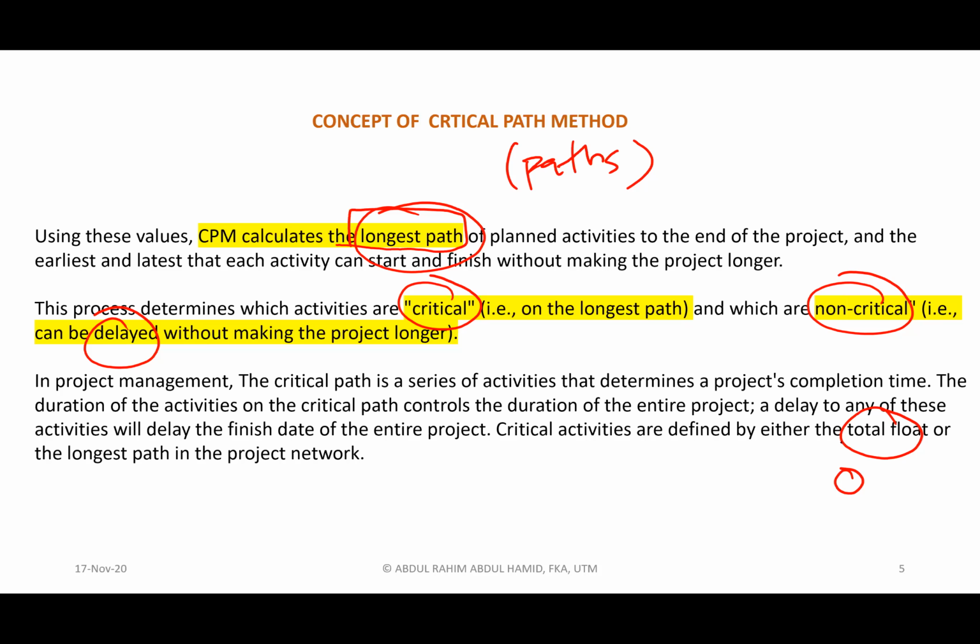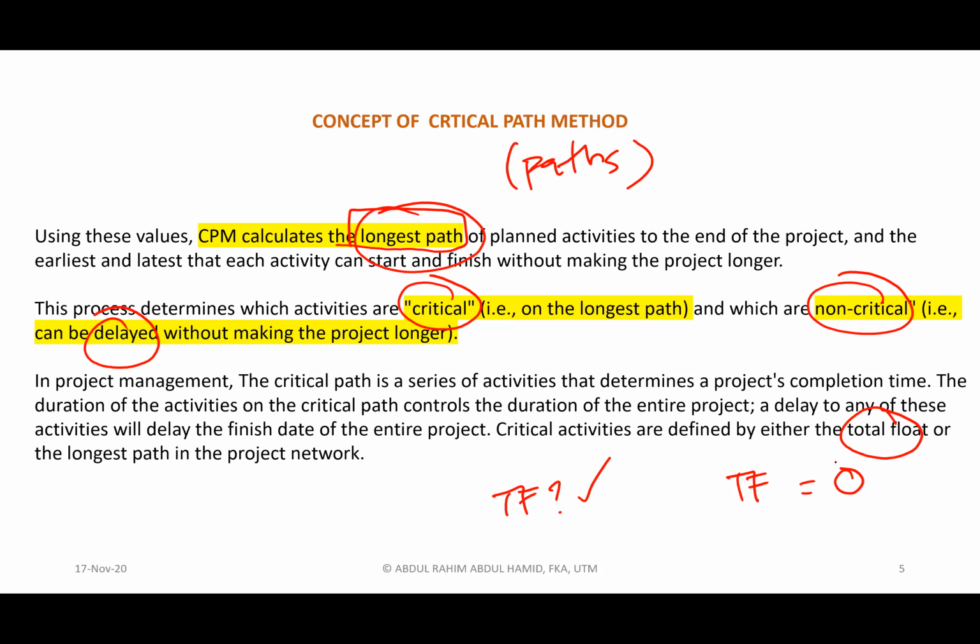Whereas for a non-critical activity, it indicates that the activity does have some free time, or we can delay that activity within the allowable total float value. If there is a total float value for that particular activity, meaning to say the activity is considered non-critical, it can be delayed a little bit according to the total float value. Whereas for a critical activity, the total float value must be equivalent to zero.